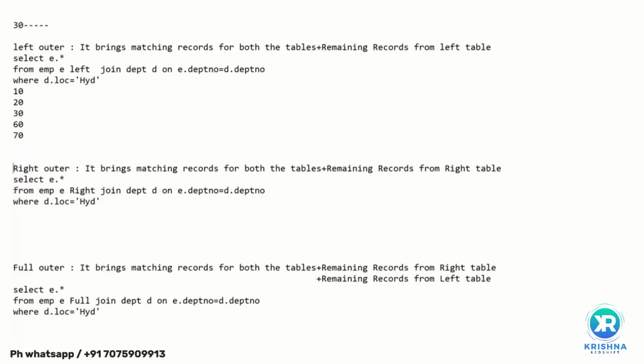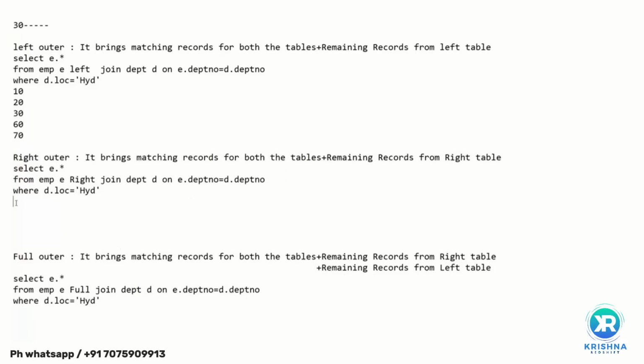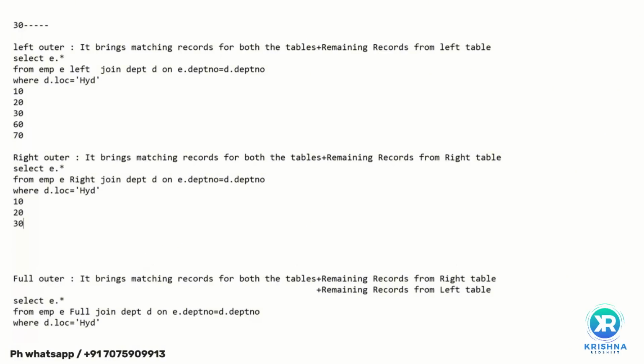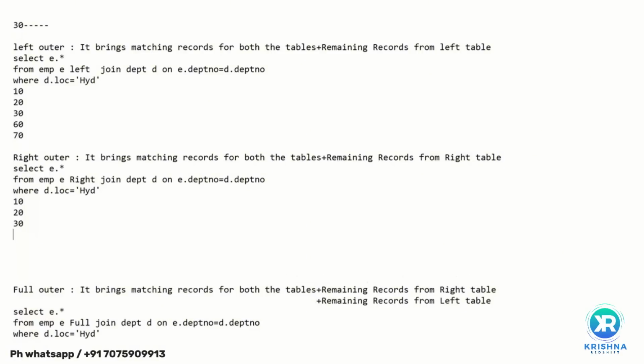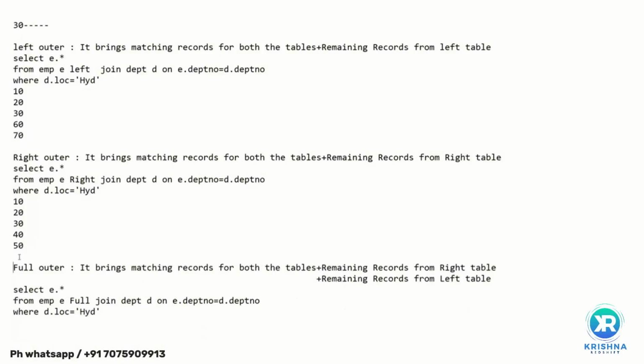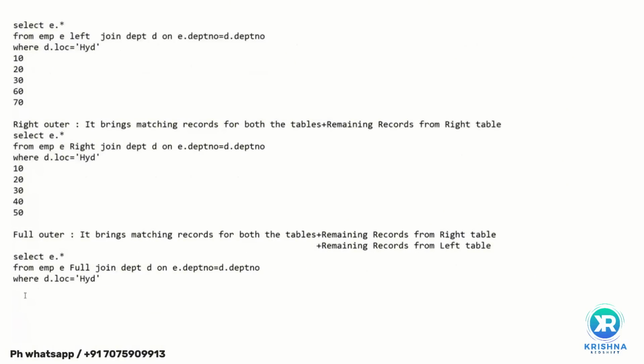10, 20, 30, 40, 50. Okay. Very good. Tell me what is the full outer join result?